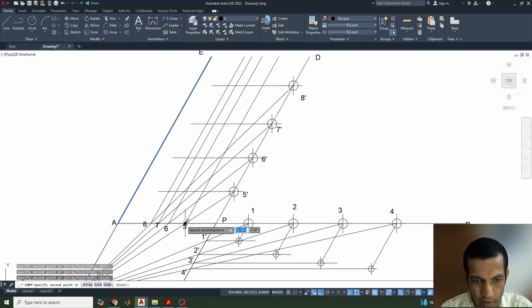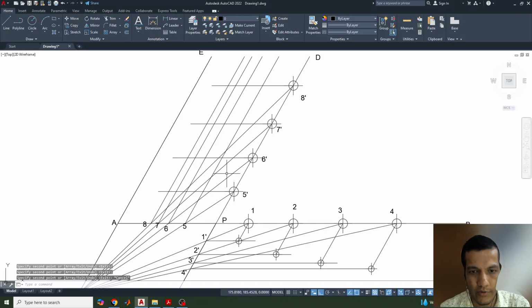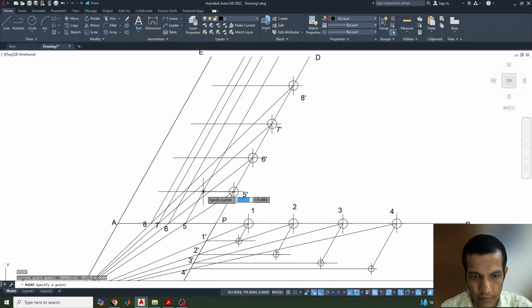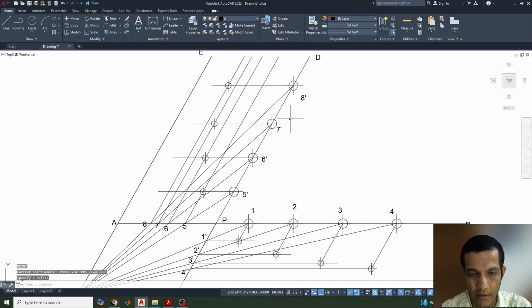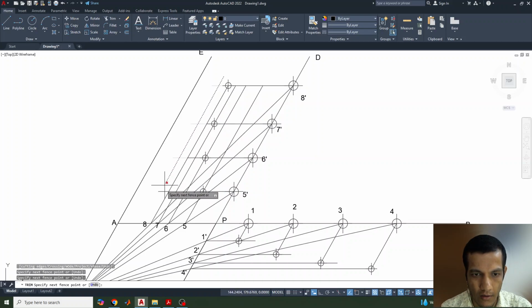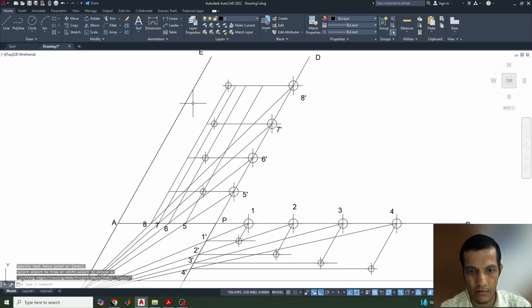Because these are arbitrary points, we need to identify where the meeting points of 5 and 5 dash are. So now I'll go for PO, enter, and see, this is the 5 point and the 5 dash point joining here. Similarly the 6 and 6 dash point, yeah, 7 and 7 dash point here. Now the 8 and 8 dash point. Okay, these are the joining points. Now other things we can trim. Okay, so this is our required point we got. Now we just need to mark it.